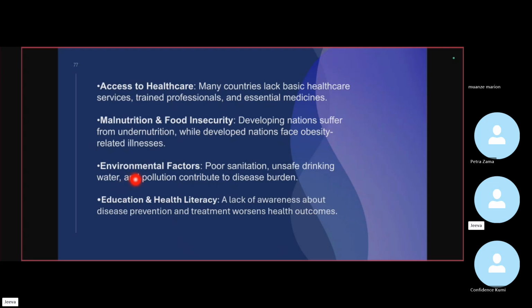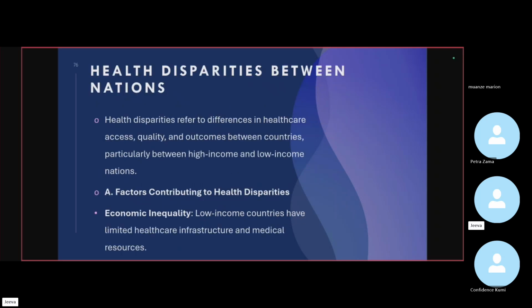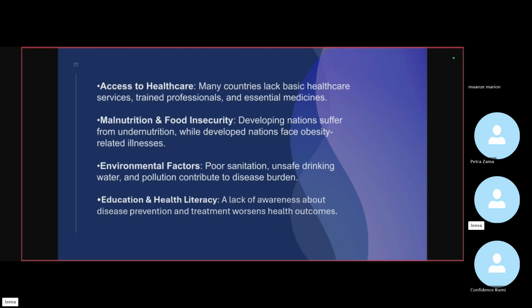Next are environmental factors. People living in poor sanitation areas, drinking unsafe water, or living in polluted areas can suffer disease burdens, which affects their healthcare system. Then education and health literacy. A lack of awareness about disease prevention and treatment can worsen health outcomes. Educated people who misuse the resources can also lead to worse health outcomes. So this is how different disparities occur between the nations. Is it clear how different issues can occur between high and poor countries?